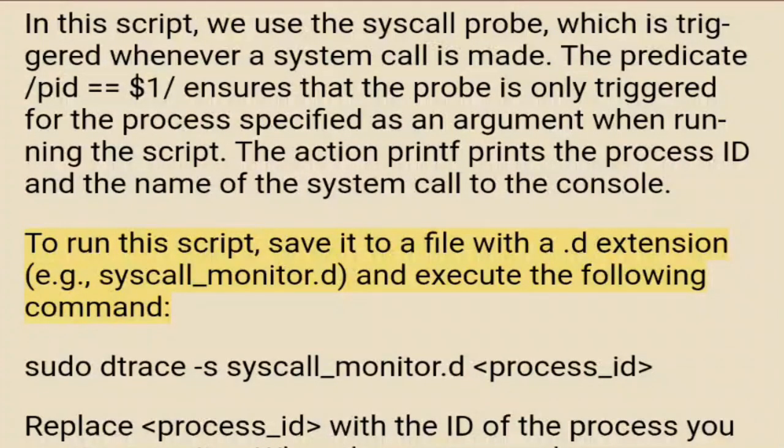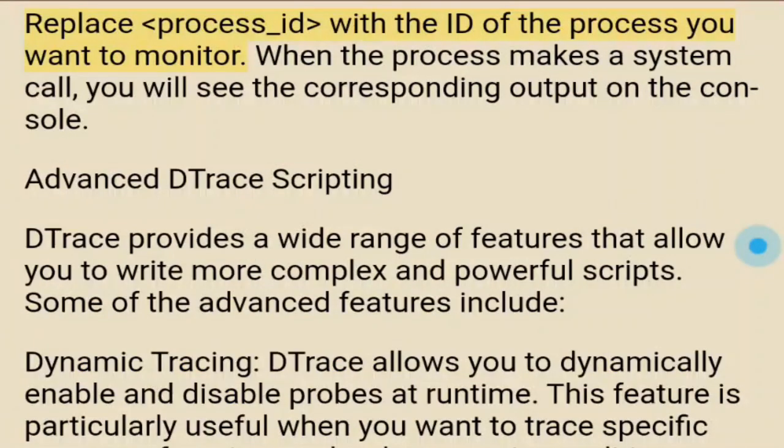sudo dtrace -s syscall_monitor.d <process_id>. Replace <process_id> with the ID of the process you want to monitor. When the process makes a system call, you will see the corresponding output on the console.